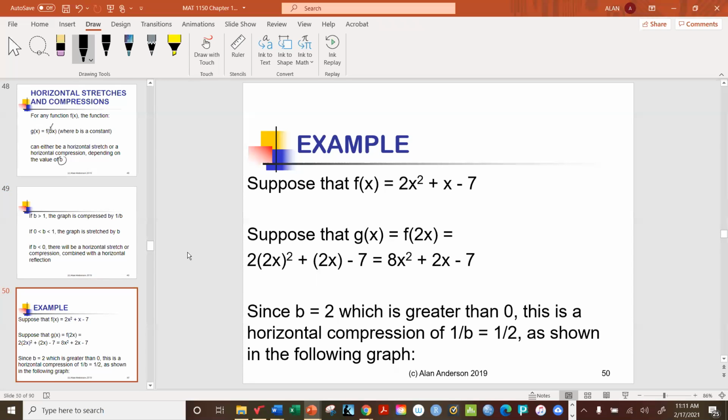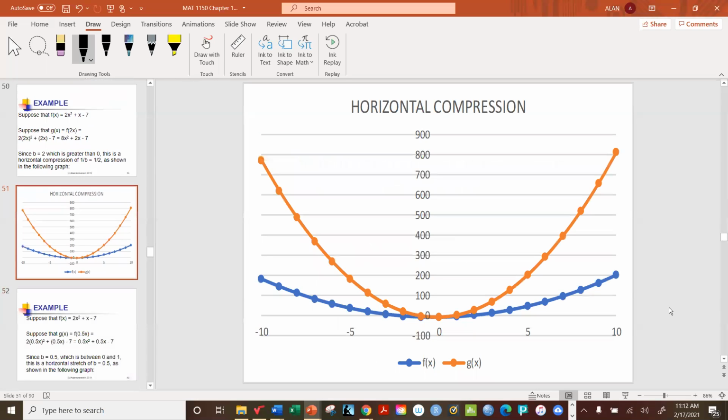Now, according to the rules that we have before, since b is 2, the compression is with a factor of 1/2. In other words, it should be tighter. Let's look at it. So it is getting steeper. And that's what we're going to call compression, steeper compression. Stretch is flatter, compression is steeper. Okay, that's what it looks like.